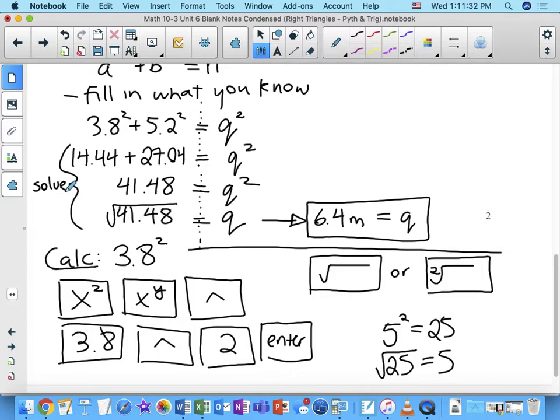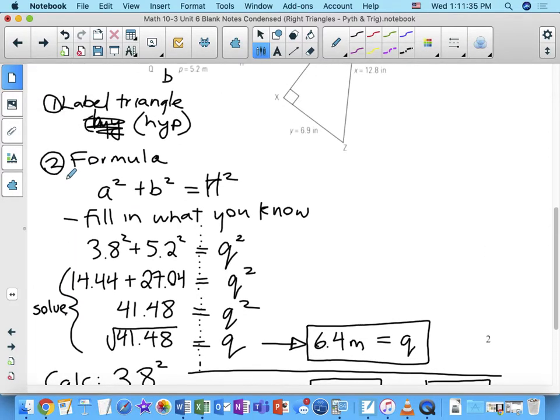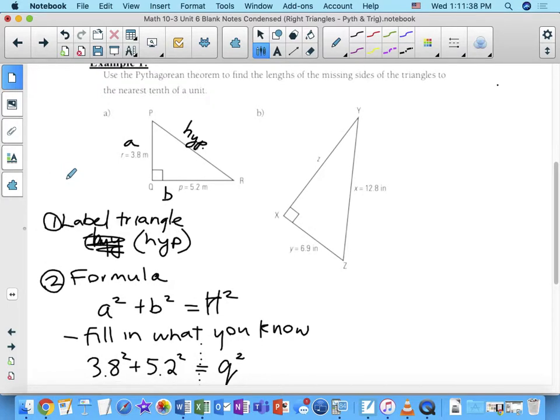All right, let's do one more. Here's another triangle. First thing, label the triangle. What's the hypotenuse in this triangle? Is it Z? Is that the longest side? Yes, it's X. And if you're having trouble finding it, it's always the one across from the right angle. So it's this guy over here. This is the hypotenuse.